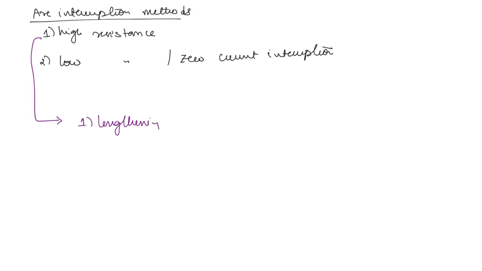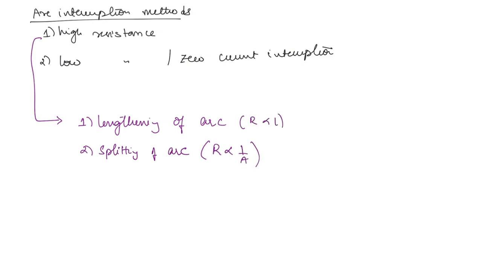So we know that resistance is directly proportional to length. So if we lengthen the arc, then resistance is going to increase and it is going to get extinguished. Okay. And next is splitting of the arc, meaning that the area of cross section is reduced, right? R is inversely proportional to area of cross section and it is proportional to the length. So we are making use of this principle here.